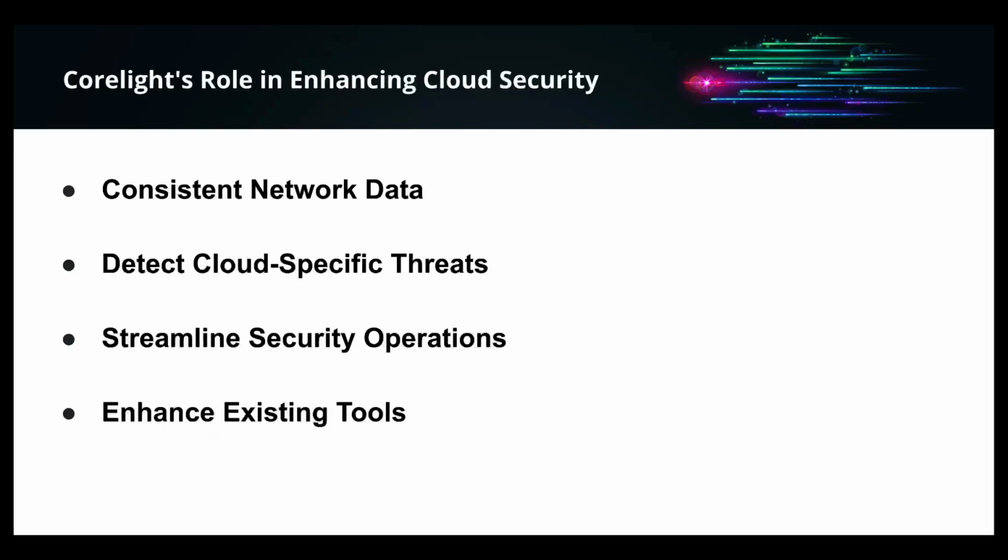So now let's have a look at how Corelight enhances cloud security. Corelight is offering a consistent network data, first of all. It extracts detailed network metadata within the cloud to help you understand network traffic and to identify security issues. For example, by using Zeek, Corelight can detect the type of traffic in the cloud, see who is communicating to who, which kind of application, how much traffic, etc., etc.